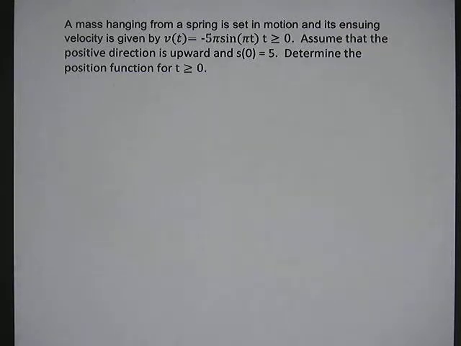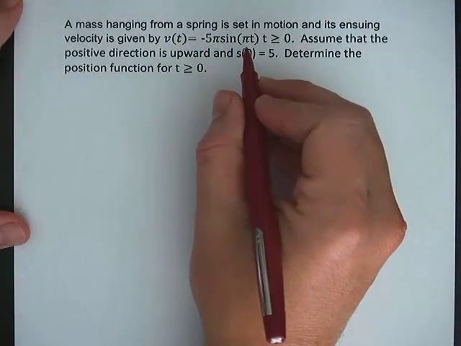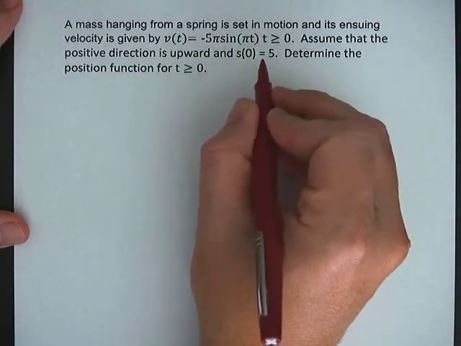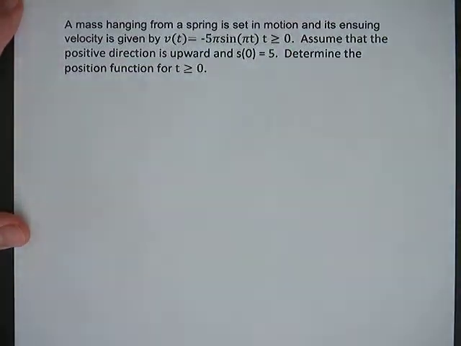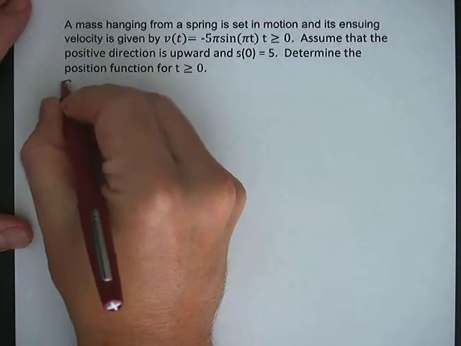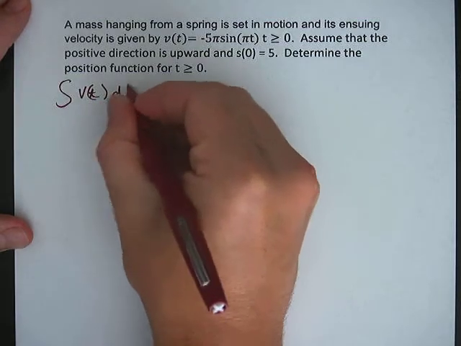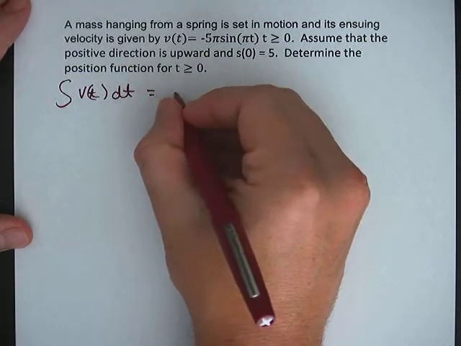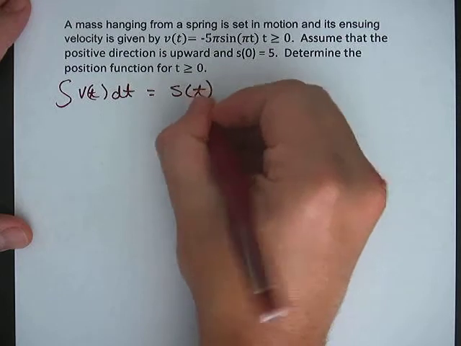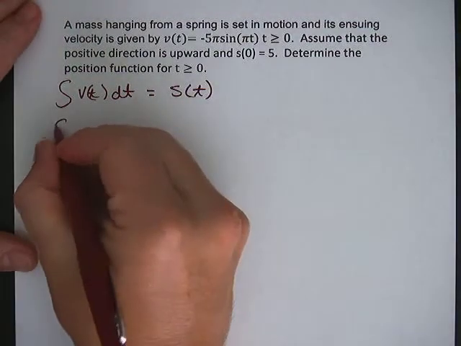Okay, so you're given a velocity function. You want to find a position function. What do you do? Well, you need to find the antiderivative of this. And then we're going to use s of 0 equals 5 to further determine the position function. So let's write this down real quick. So we have the integral of velocity with respect to t is equal to the position function.